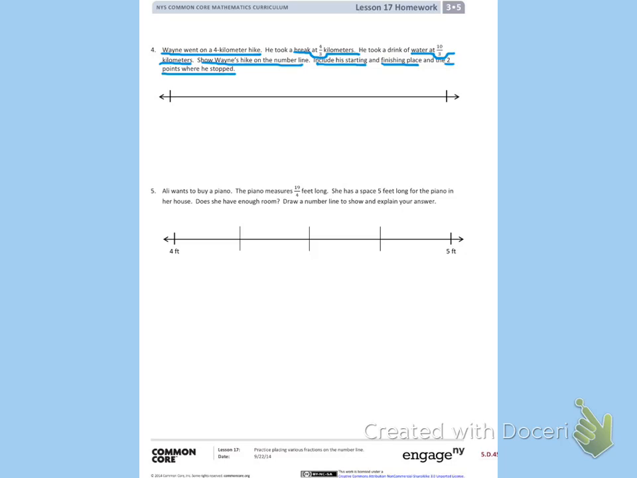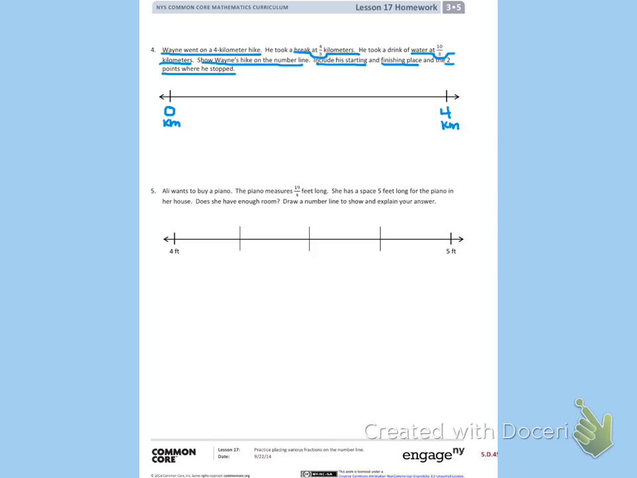Well, we know that Wayne's hike was 4 kilometers long. So the beginning spot is before he traveled at all. So that'll be 0 kilometers. I'll put a 0 km there. Km stands for kilometers. And since the hike was 4 kilometers long, I'll put a 4 at the other end point. Again, I'll use km for kilometers.